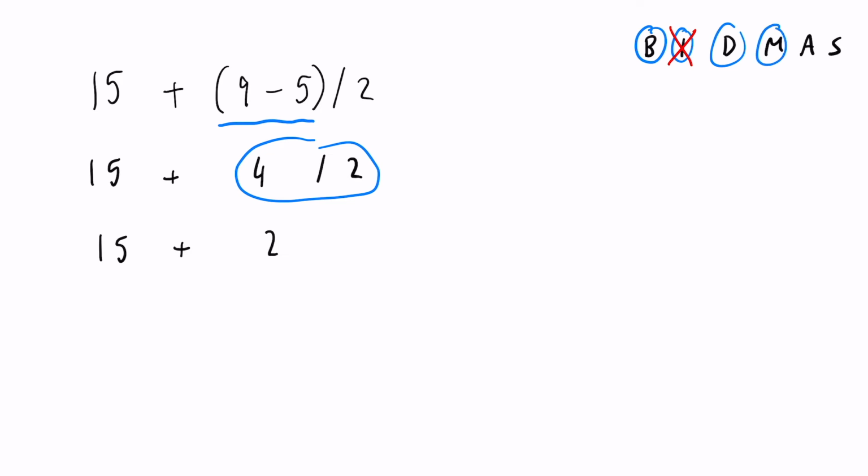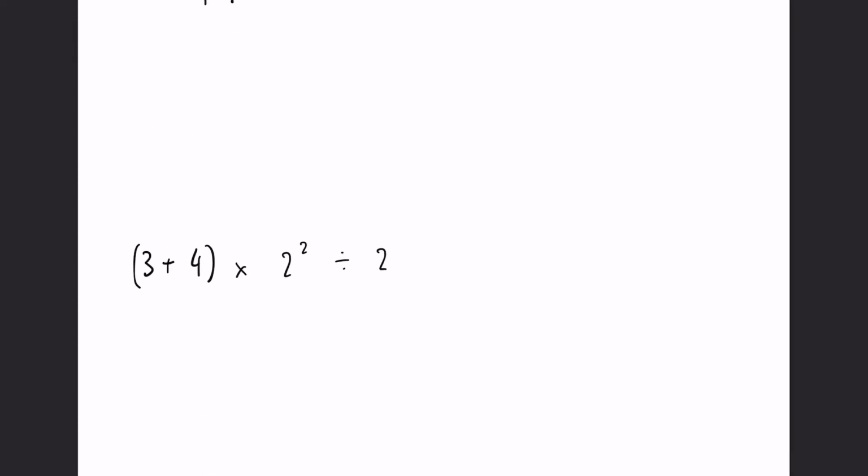Multiplication is the next one. We can see we've got no multiplication. So again, we can put a cross through that one. Finally, we've got adding, and that is the final one. 15 plus 2 gives us 17. Perfect. Okay, let's look at another example.